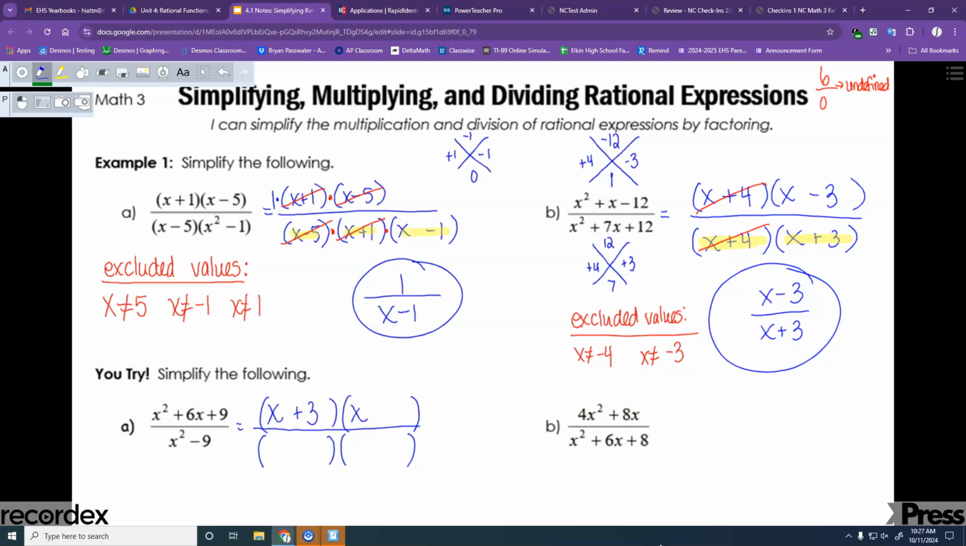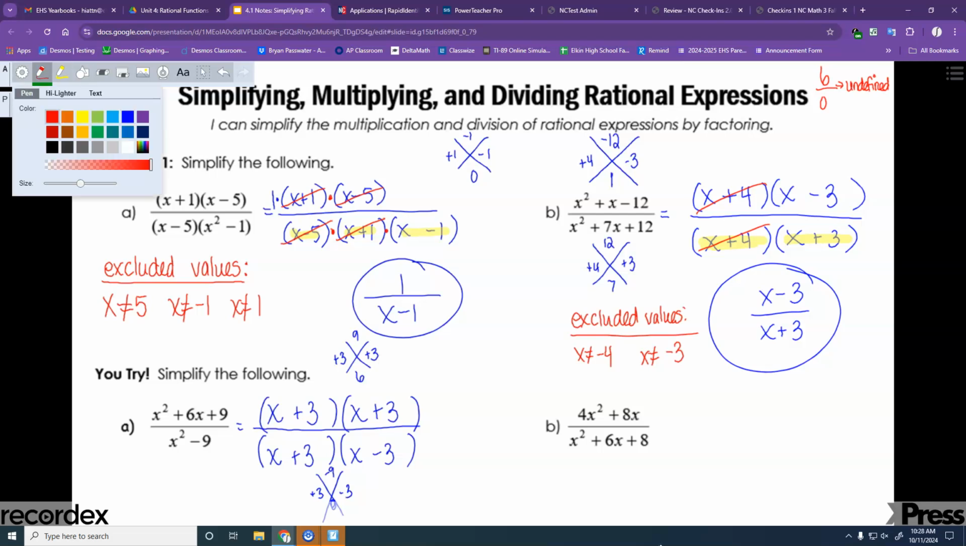X plus 3 and x plus 3. I think that'll work because I'm trying to multiply to get 9, add to get 6. That'll be positive 3, positive 3. Okay? X plus 3, x minus 3 on the bottom, because I am trying to multiply to get negative 9. What am I trying to add to get? 0, because that middle part right there is missing. So that has to be positive 3, negative 3.